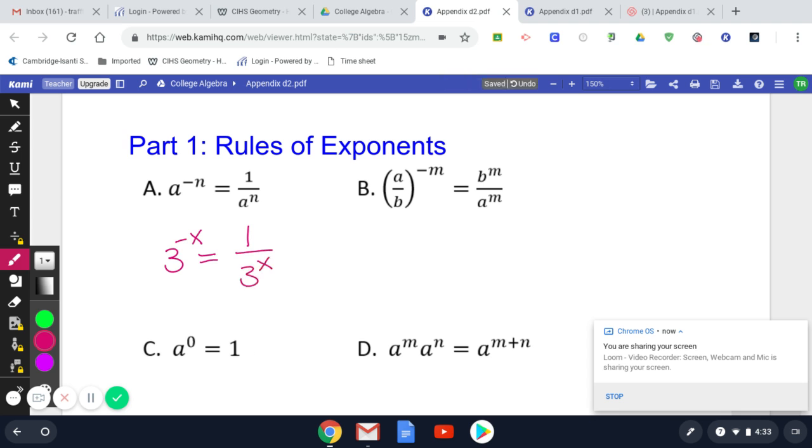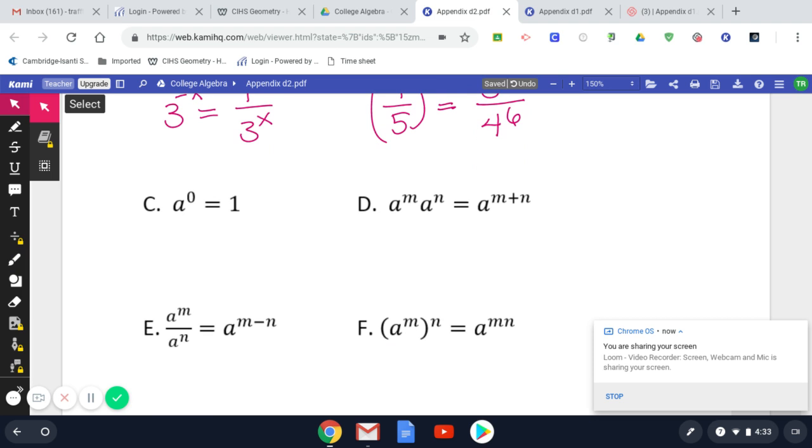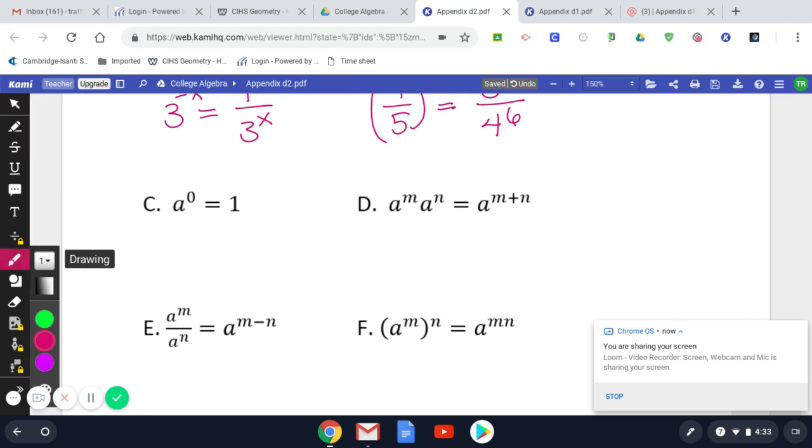Letter B is the idea that you can distribute, and when you distribute, you're going to apply the first rule. So for example, if I had 4 over 5 all to the negative 6th, I would switch the denominator and numerator to accommodate the negative. So I'd have 5 to the 6th over 4 to the 6th. Letter C, that rule is simply anything to the 0 power is 1. So I could make something as nasty as 3x to the 4th, y to the 3rd, but if it's all to the 0 power, then my answer is just 1.